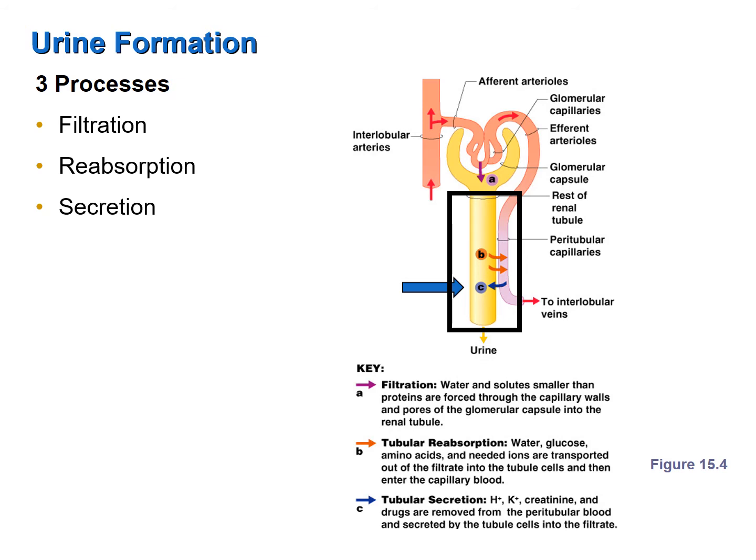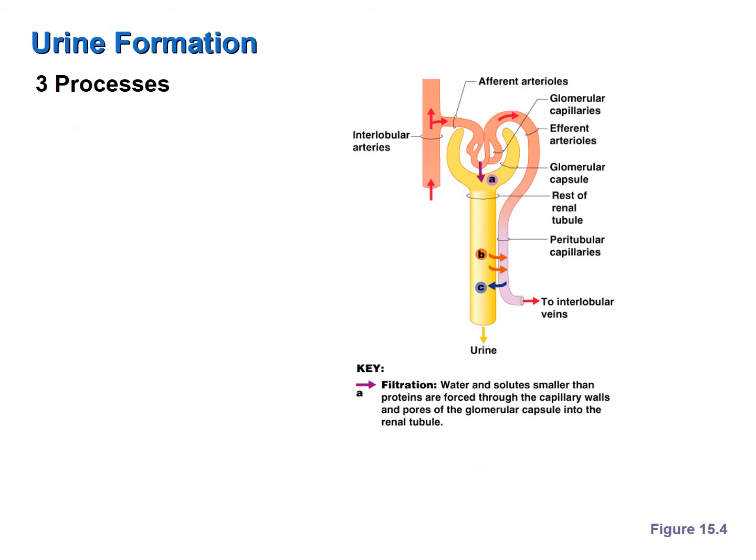After those three processes of filtration, reabsorption, and secretion, what remains is urine, typically low in nutrients needed by the body and high in nitrogenous waste products and ions that are in excess in the body, or ions that the body does not need. So those are the three processes involved in urine formation. We will now consider each process in detail.